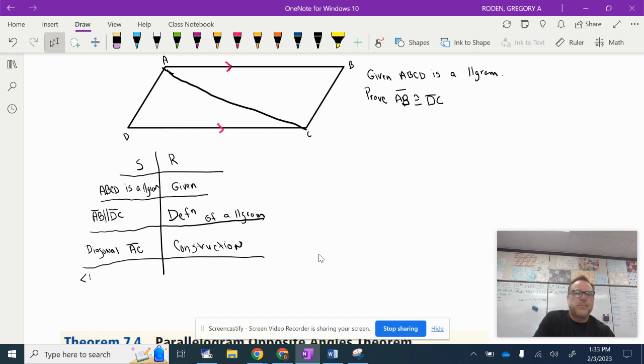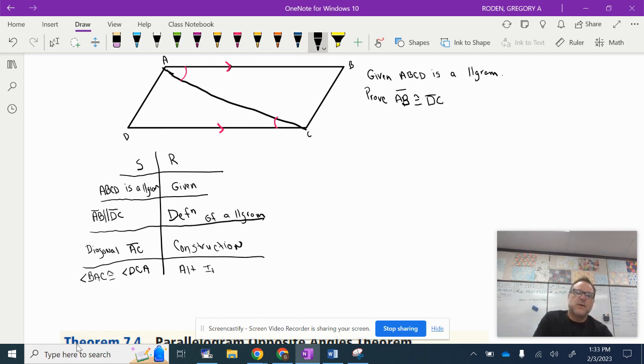Here's what I can say. Angle BAC is congruent to angle DCA. Why can I say that, class? Why can I say that, Sylvia? Alternate interior angles. Very good. So we can now say that these two angles are congruent. You guys see that? Good with that? Okay, so this is alternate interior angles.